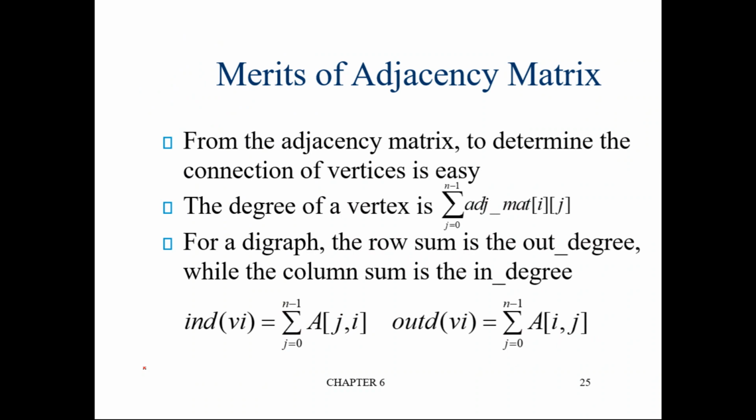Now let us see certain important things we can observe from this adjacency matrix. From this adjacency matrix, we can calculate the degree of a vertex using this particular formula: sigma of adjacency matrix of i comma j, with j equal to 0 to n minus 1. N represents the number of nodes. If the number of nodes is 8, then it will go from 0 to 7. If the number of nodes is 5, it will go from 0 to 4.